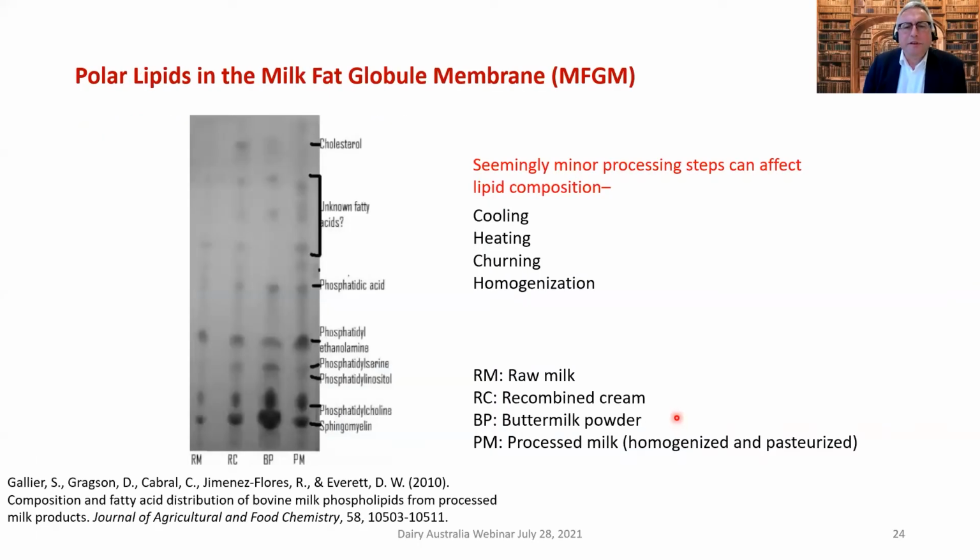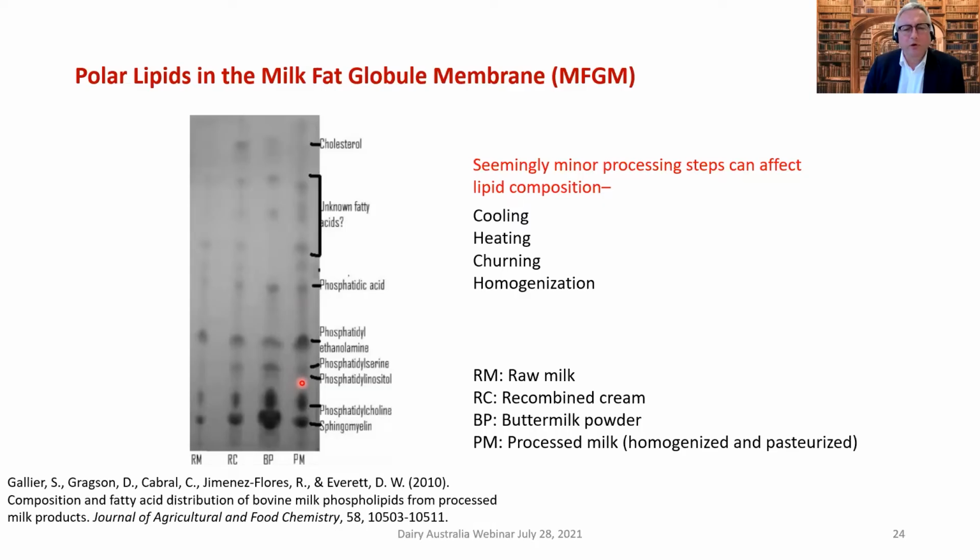Now, this is some very minor processing effects here, and as I mentioned before, they can have a profound effect on lipid composition and also flavor generation. So this is some work that, again, Sophie Gallier did back in 2010, looking at raw milk, recombined buttermilk, and processed milk, and she was getting very different kinds of polar lipids.